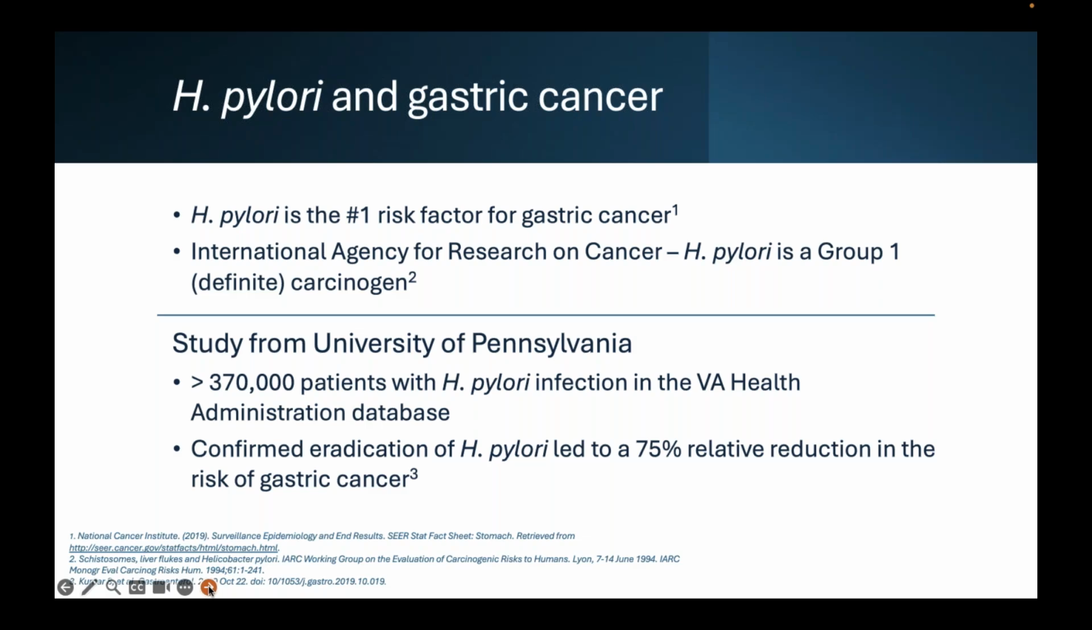Now, we don't have good double-blind placebo-controlled trials from the United States, but we do have some observational studies, such as this one shown here from the University of Pennsylvania, in which over a million patients in the VA Health Administration database who had H. pylori infection were followed over the next 20 years or so. And in this observational study, those patients who had confirmed eradication of H. pylori had about a 75% reduction in the risk of gastric cancer compared with those patients who had H. pylori that was not eradicated over the 20-year period. Next slide.